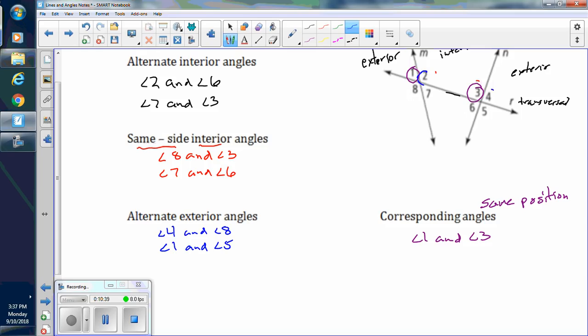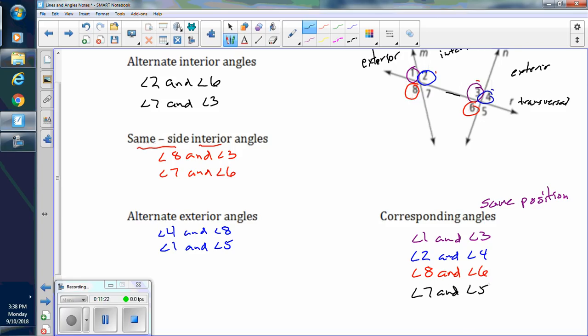What angle is in the same position as angle 2? Angle 2 is in the top right. So also in the top right is angle 4. What angle is in the same position as angle 8? Angle 8 matches angle 6. Then the final pair of corresponding angles would be the ones that are left. Angle 7 is in the bottom right, and angle 5 is also in the bottom right.